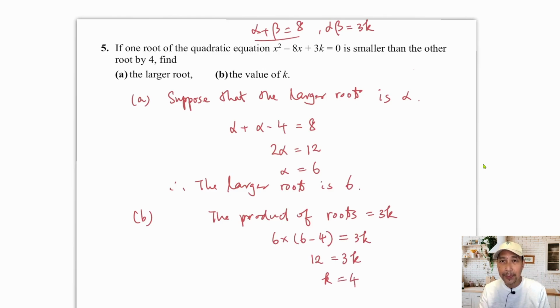This is the end of this episode. We have learned the very basics of the sum of roots and the product of roots. In the next episode, we will cover some properties of the sum of roots and product of roots, which will be a little bit difficult.